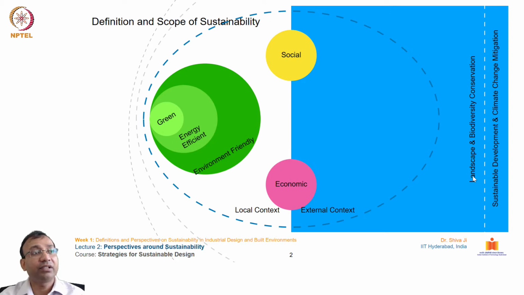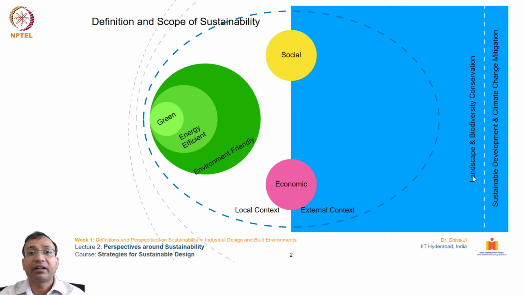In this sphere of sustainable design, there is an environment aspect with the green circle, and there are social aspects with the yellow circle, and the other color circle represents the economic aspect of sustainable development. In sustainable development there are also two factors, one is the local context and the second is the external context. This is on the landscape part. We have been discussing the local context and the external context.